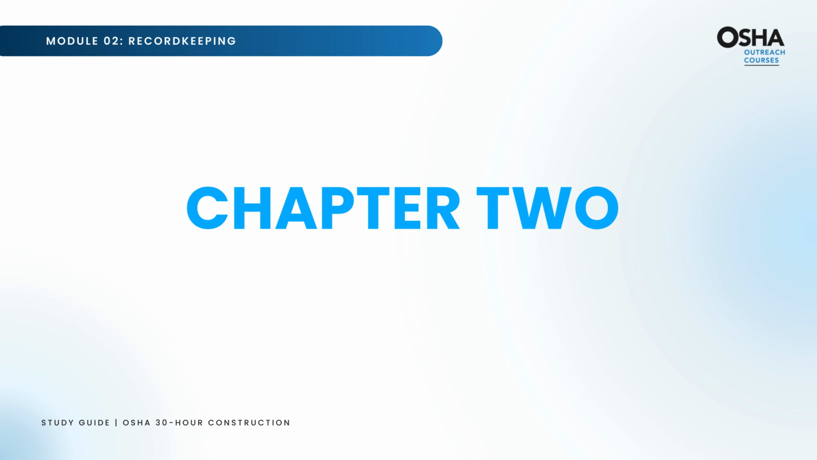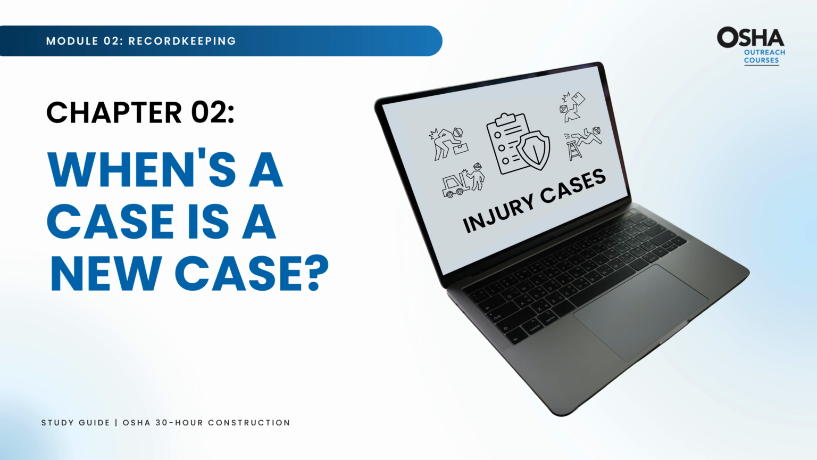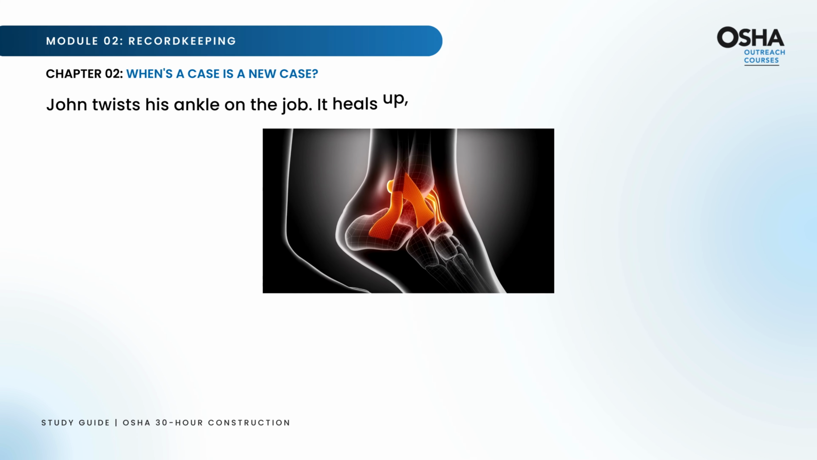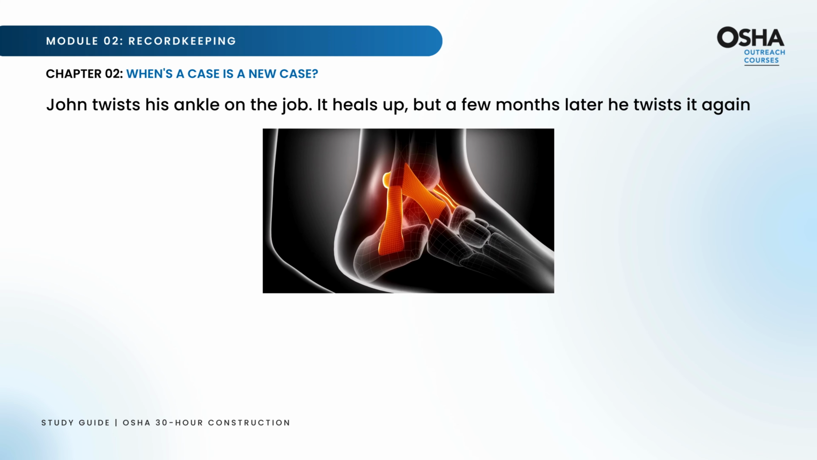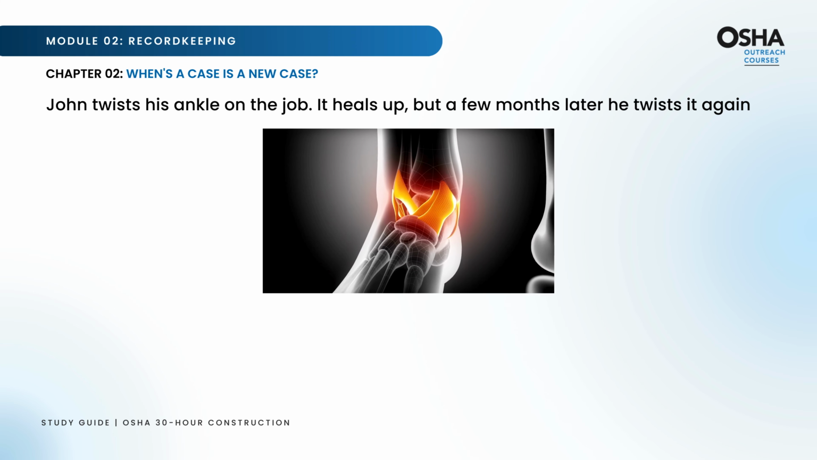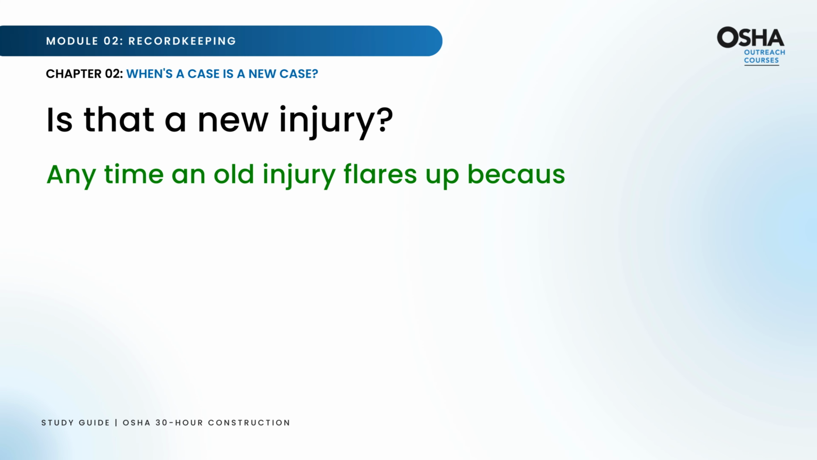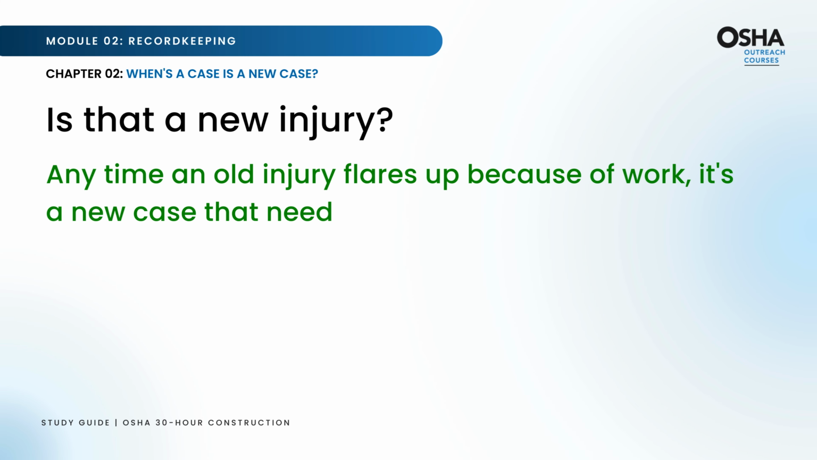Great! Now on to Chapter 2, when is a case a new case. Let's say John twists his ankle on the job. It heals up, but a few months later he twists it again. Is that a new injury? You got it. Anytime an old injury flares up because of work, it's a new case that needs recording.